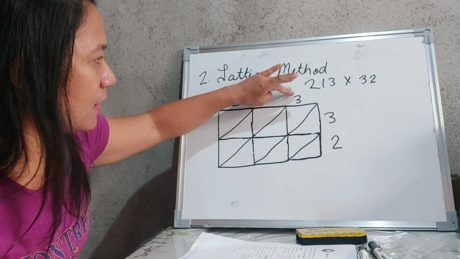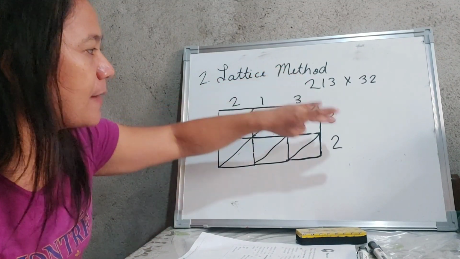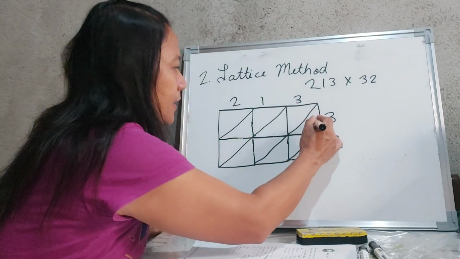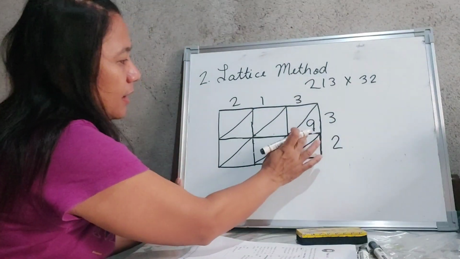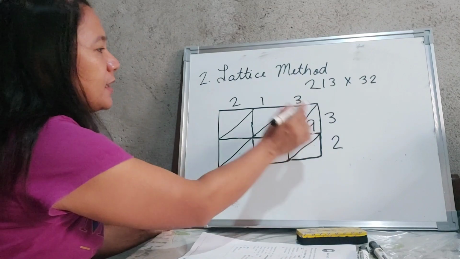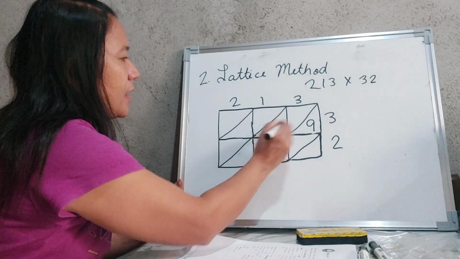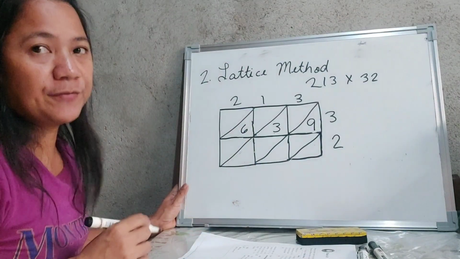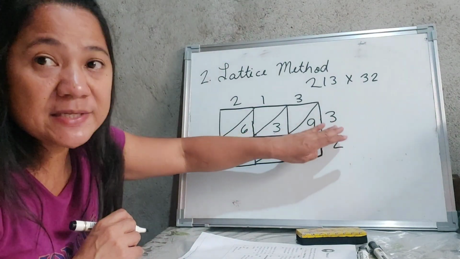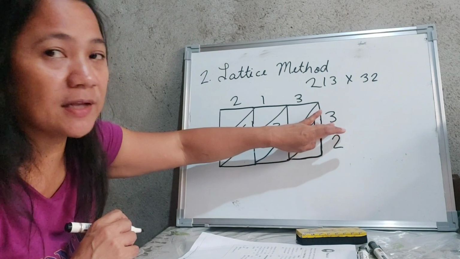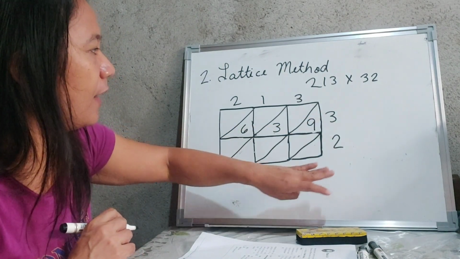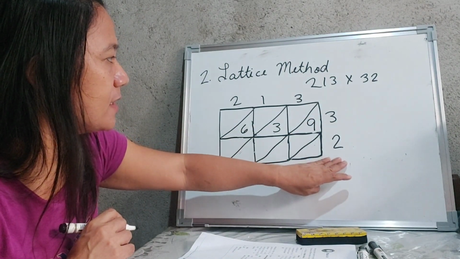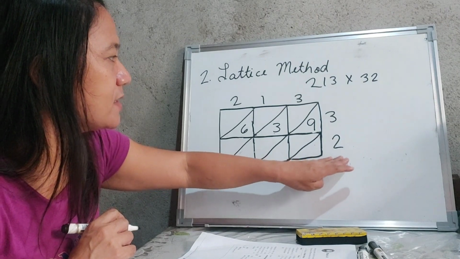So, we will get the product of 3 times 3 is 9. I will write down 9 here. And 3 times 1 is 3. 3 times 2 is 6. Afterwards, mapapansin ninyo na una tayo mag-solve sa tens value. After that, we will proceed in getting the sum of the ones value.